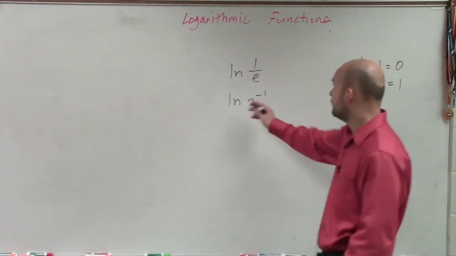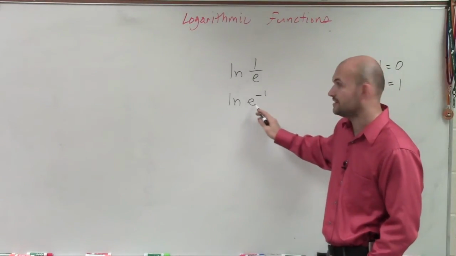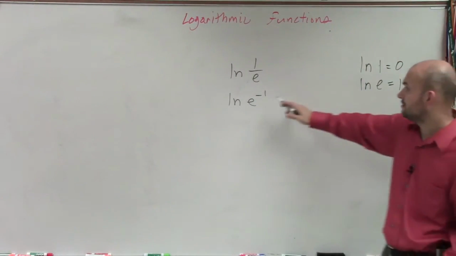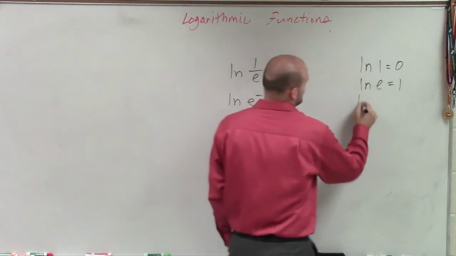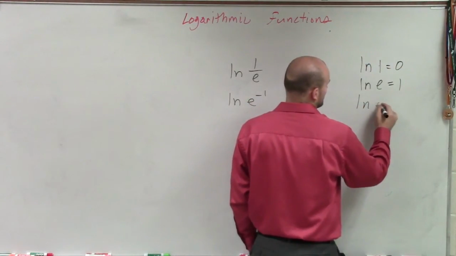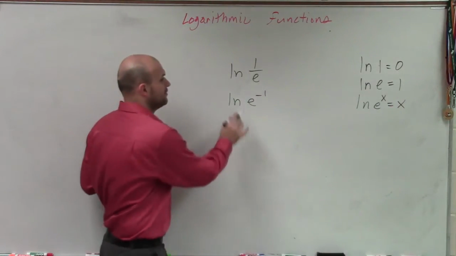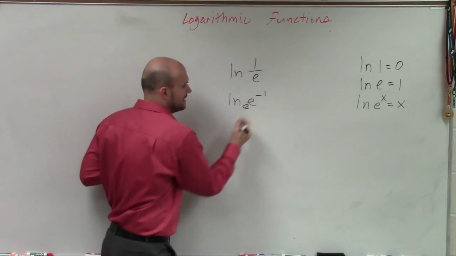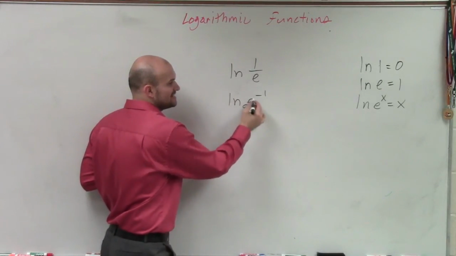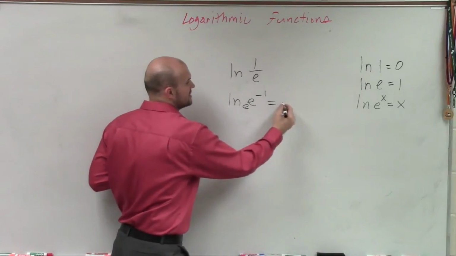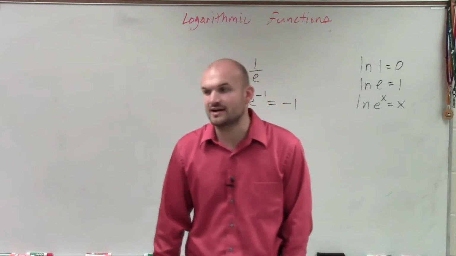OK. Now, what is ln of e? 1. We also have this: ln of e to the x equals x, right? So therefore, ladies and gentlemen, what is the base of this? e. So ln of e to the negative first is just going to equal negative 1. So that's your simplified answer.